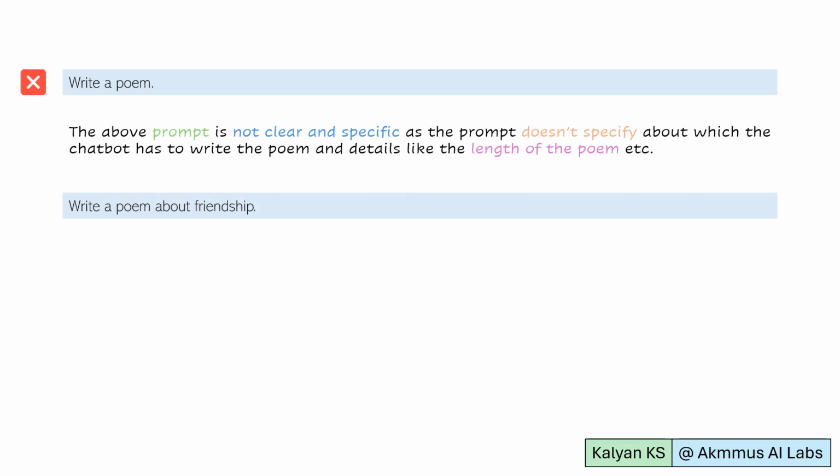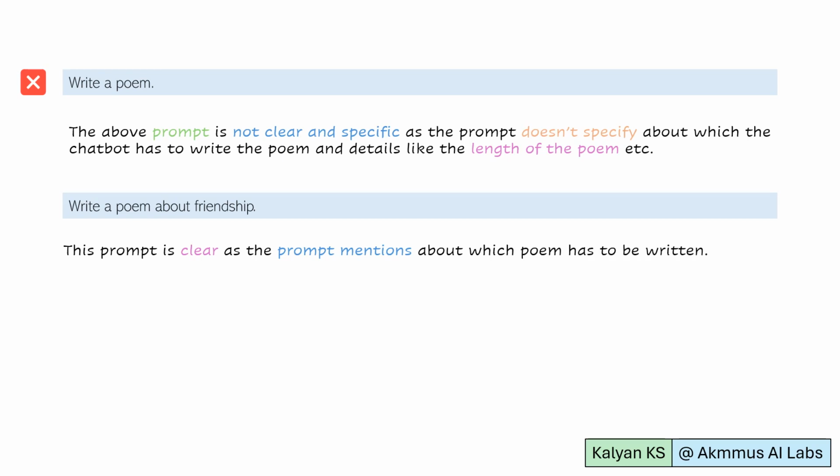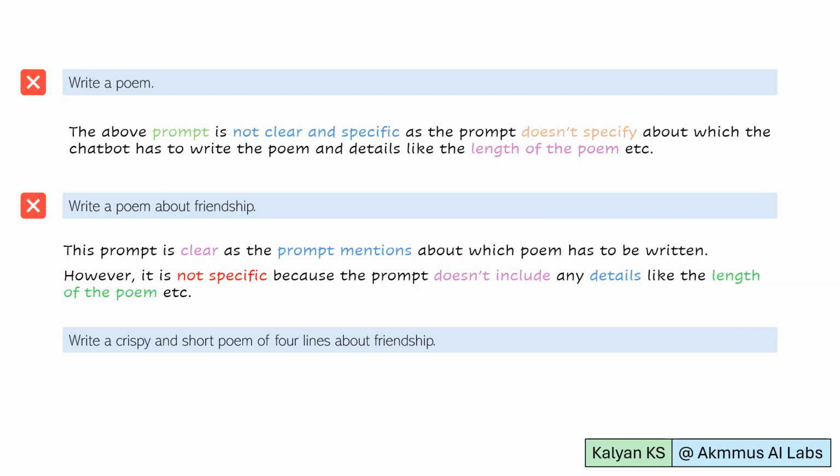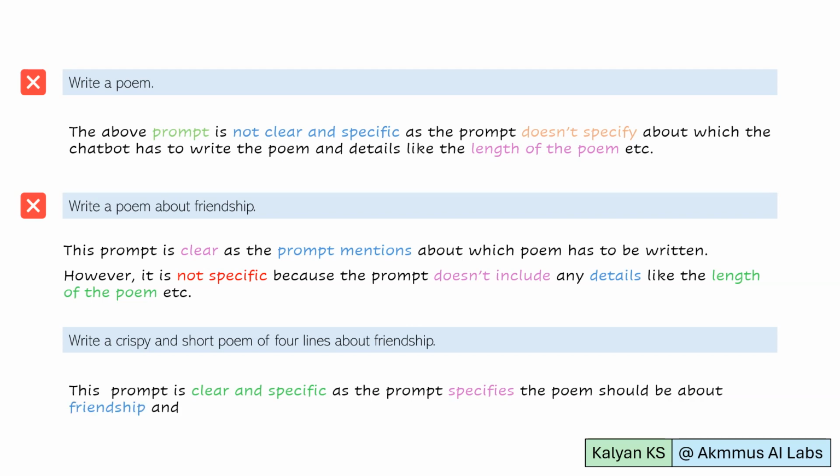Now, consider this prompt. This prompt is clear, as the prompt mentions about which the poem has to be written. However, it is not specific because the prompt doesn't include any details like length of the poem, etc. Now, consider this prompt. This prompt is clear and specific, as the prompt specifies the poem should be about friendship and should be crispy and short with 4 lines.